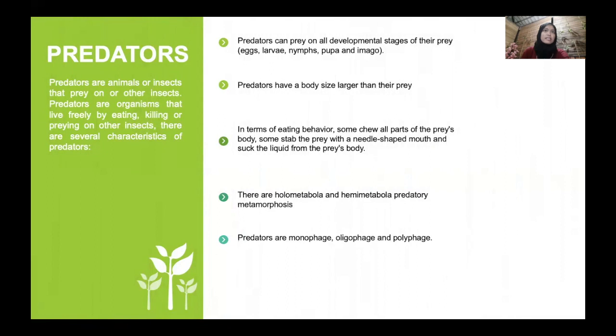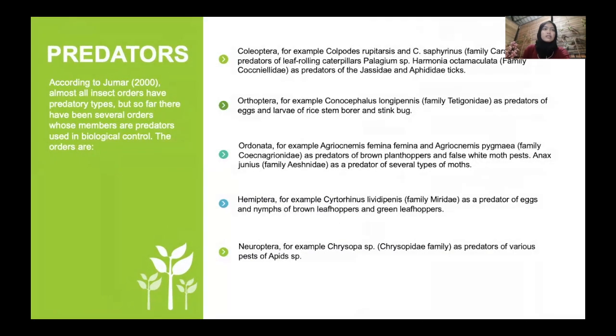The third is in terms of eating behavior. Some chew parts of their prey's body. Some stab the prey with a needle-shaped mouth and suck the liquid from their prey's body. Next, there are holometabolous and hemimetabolous predator metamorphoses. The last is that predators are monophagous, oligophagous, and polyphagous. Predators can eat very quickly.